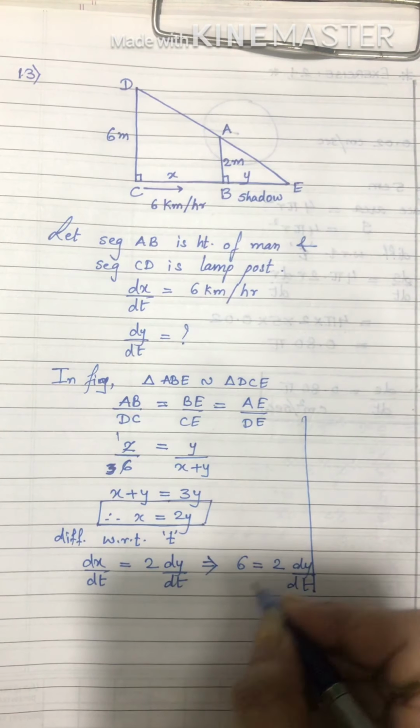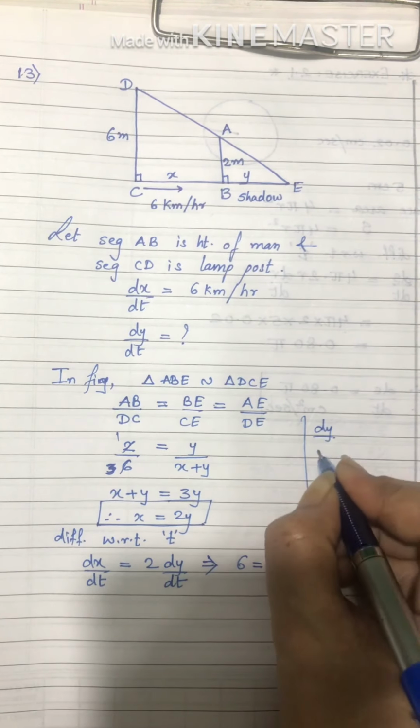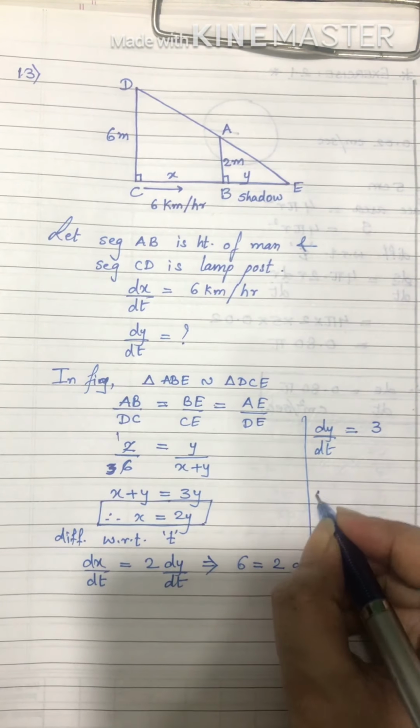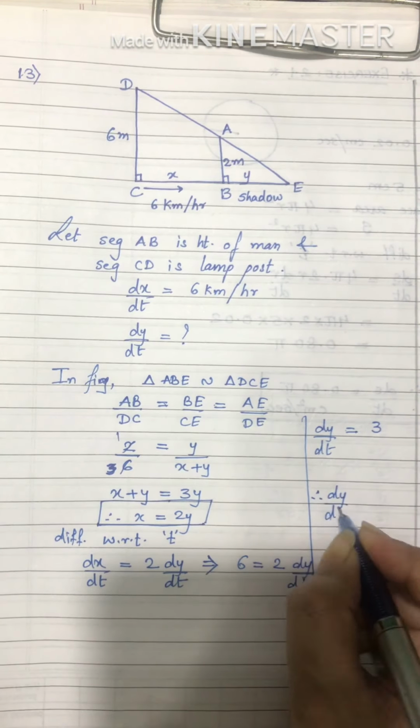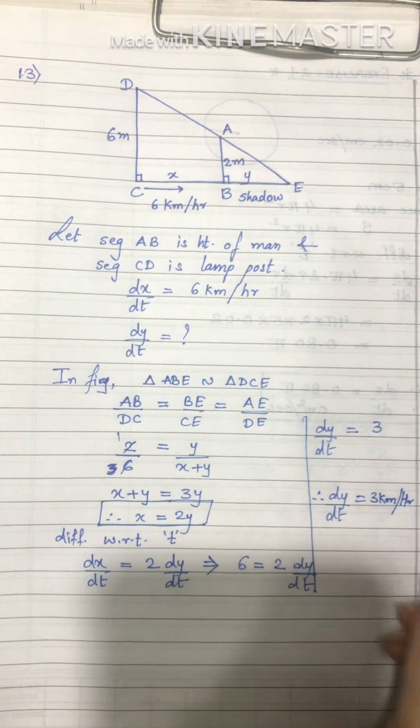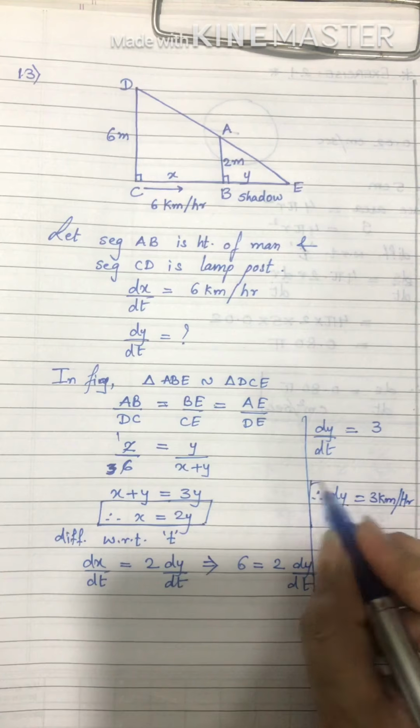So we take 2 to the other side. We get dy upon dt is equal to 3. Therefore, the answer is dy by dt is equal to 3 kilometer per hour. Okay, this is the answer.